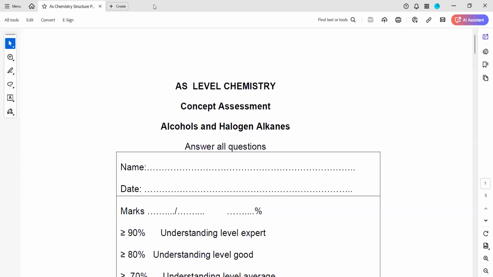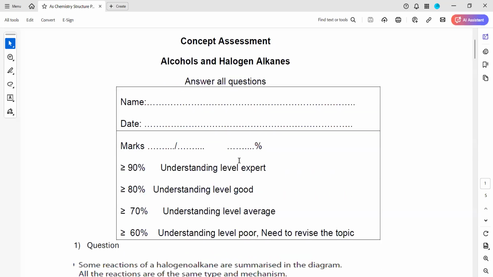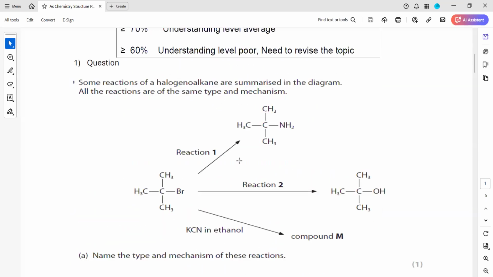So this was a structure pop quiz related to alcohols and halogenoalkanes. If you have a doubt in question one, any doubt in question one?